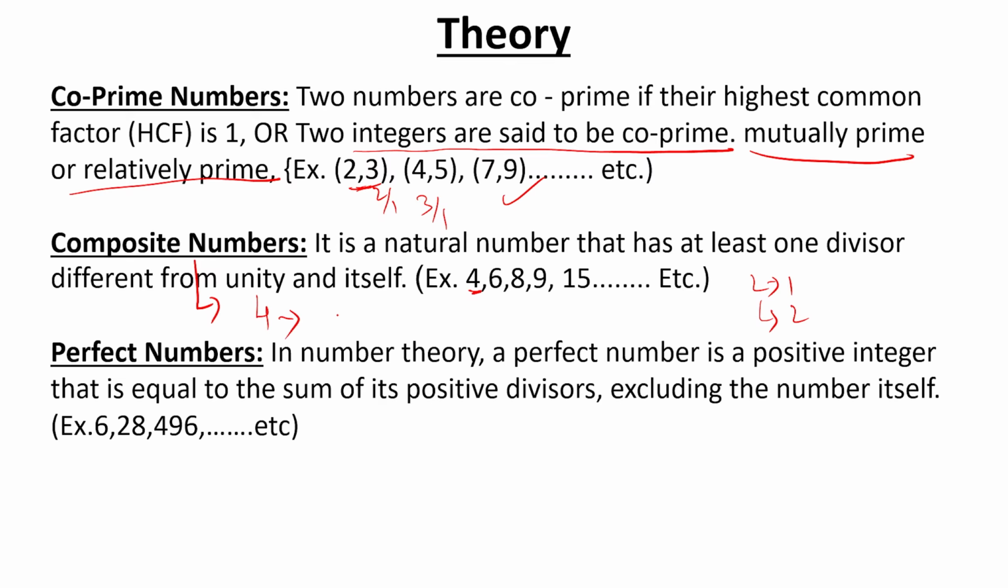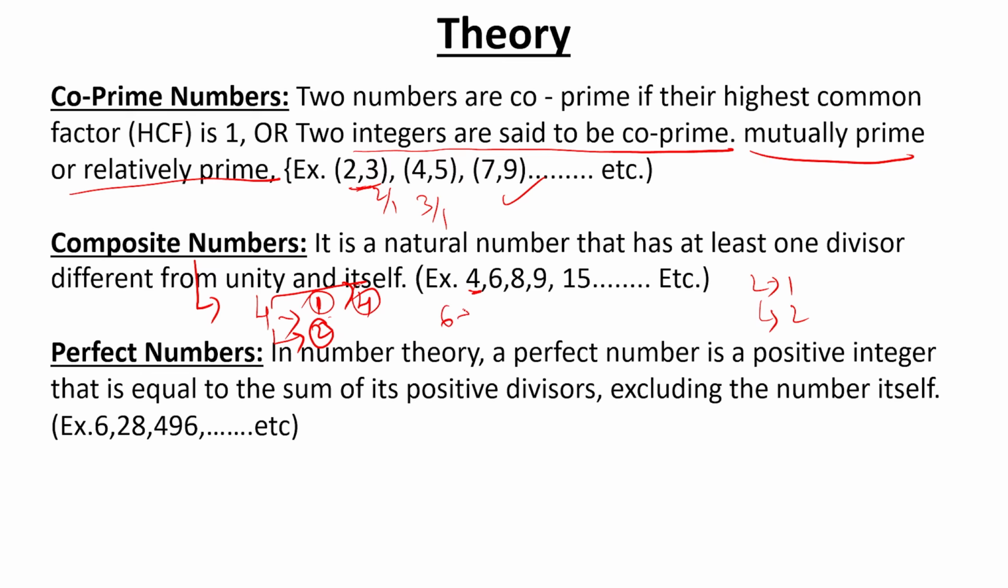4 can be divided by 1, 4 can be divided by 2, and it can also be divided by 4. 4 divided by 1, 4 ones are 4. 4 divided by 2, 2 twos are 4. 4 divided by 4, 4 ones are 4. In that way, it can be divided by unity, another divisor, and itself. It means it must have more than 2 divisors. This is nothing but a composite number.